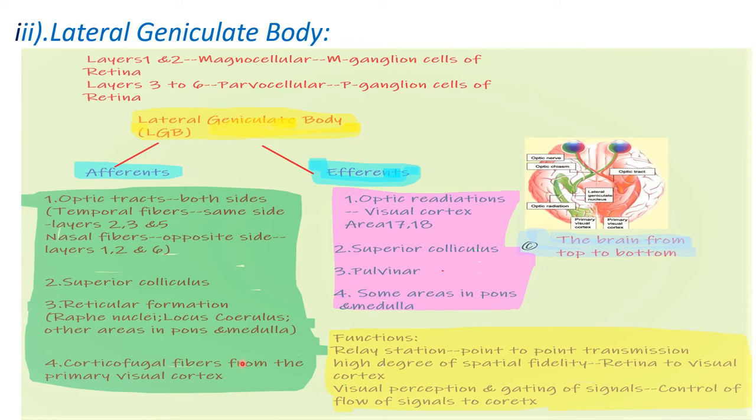Mainly it receives 80% of its fibers from corticofugal fibers and from other brain areas, and only 10 to 20% of fibers are from the retina. This is important because it controls the visual perception. It controls the flow of the signal to the cortex, that is, how much signal from the retina should be sent to the cortex. So the lateral geniculate body is important for visual processing, acting as a relay center and gating signals, so that excess bombardment of signals does not reach the visual cortex.